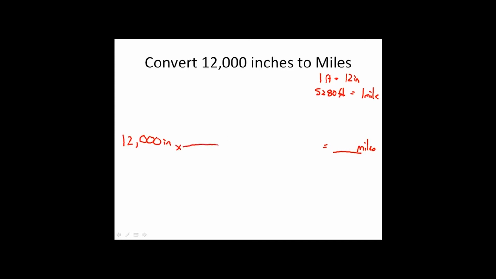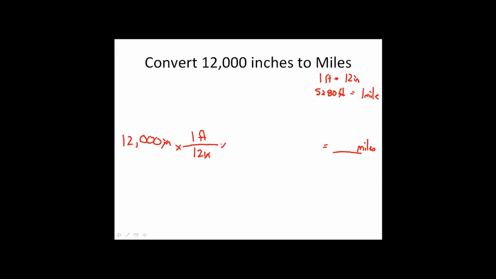Now, you need to convert out of inches. So I'm going to choose a conversion factor that has inches in it. And I'm going to choose this one right here. And I'm going to put the 12 inches on the bottom because I need to divide by it in order to cancel out inches. So I'll put 1 foot on the top. Inches are canceled out. Great.